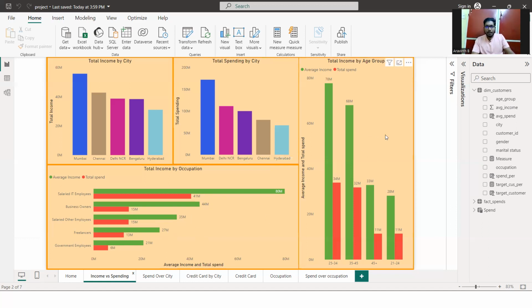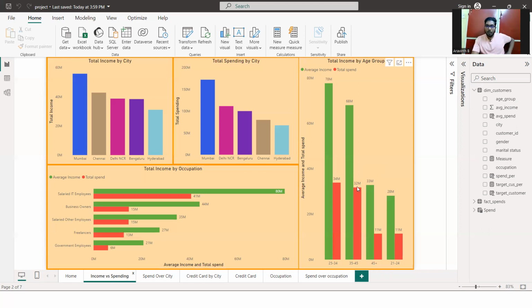In the same way, for age groups, if we consider income and spending across different age groups, we have 21 to 24. If you see this age group, their spending was very low. Maybe they are freshers or newly joined employees, so they don't get much money, so they spend very little. Even at this age, most people are students or other types of people, so their spending was less. And those 45 plus earn 33 million, but their spending was very low.